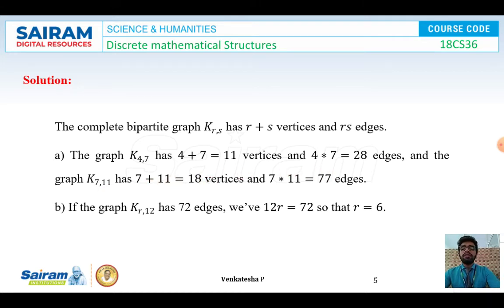Second one: the graph Kr,12 has 72 edges. In general, Kr,s has r times s edges, so I can equate both. r times s equals 72. Simplifying, r times 12 equals 72. So r equals 72 by 12, and the value of r is 6.